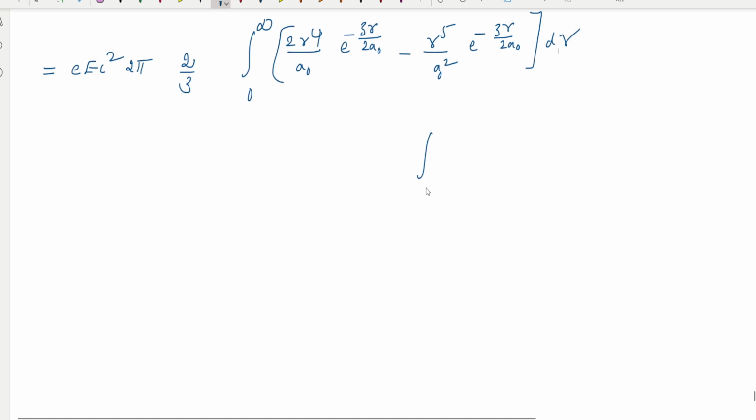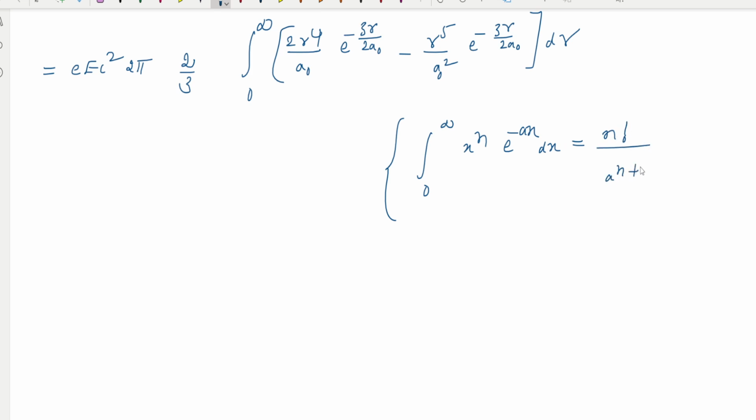No need to worry about this integration. A very simple formula is there. This is the formula: integral 0 to infinity x power n e power minus ax dx equals n factorial divided by a power n plus 1. So apply this formula here. It's a similar formula, x power n e power minus ax. If you consider 3 divided by 2a naught as a, then you can easily apply this formula.